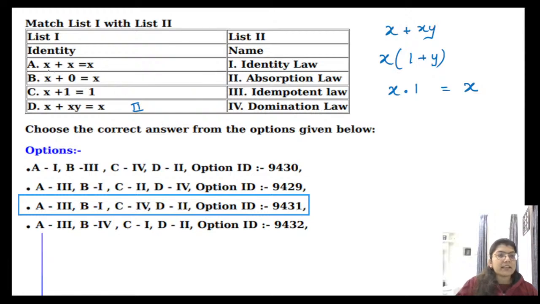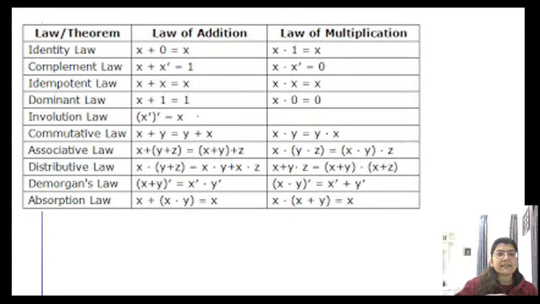Then if I say this x plus x equal to x. So this is your idempotent law, okay? X plus x will give you x only. This is which law? This is your idempotent law. Then x plus 0 equal to x. This is your identity law. And x plus 1 equal to 1. This is your domination law, okay?